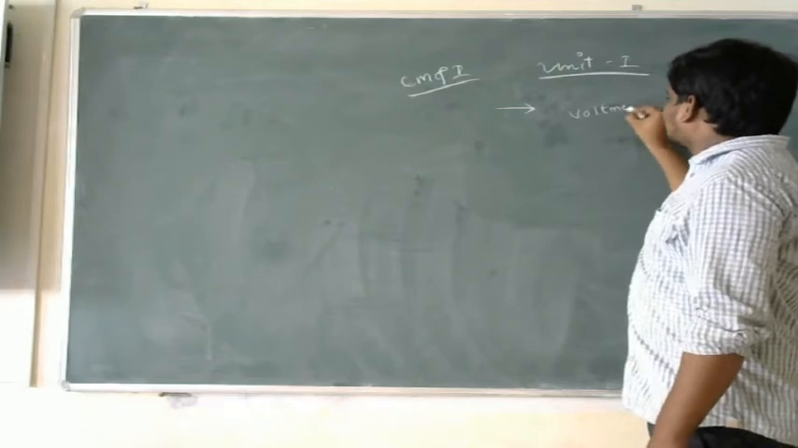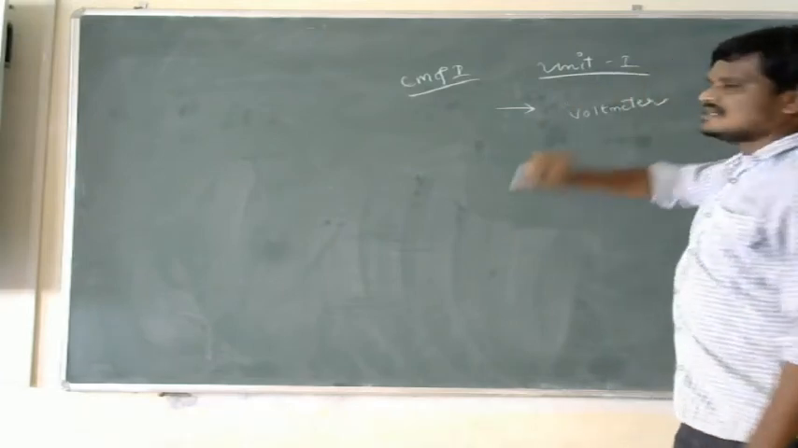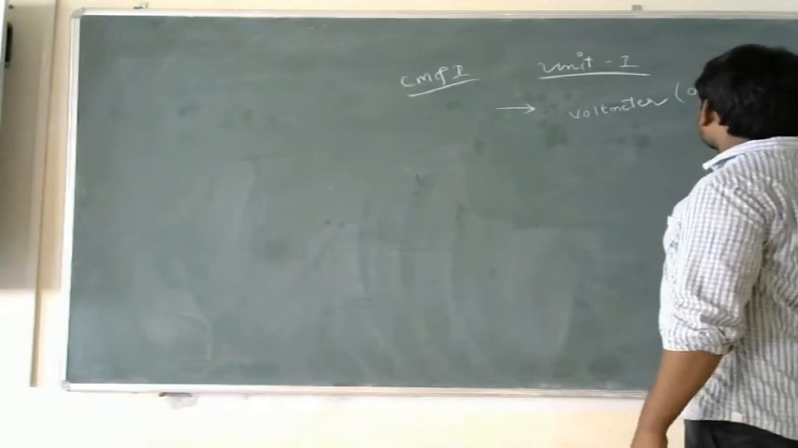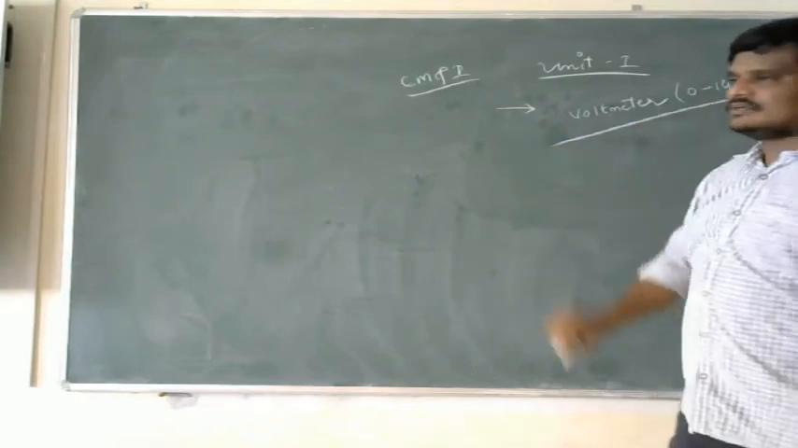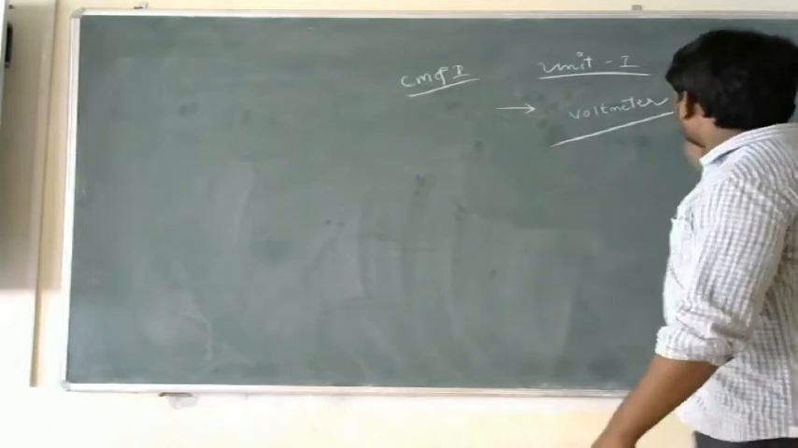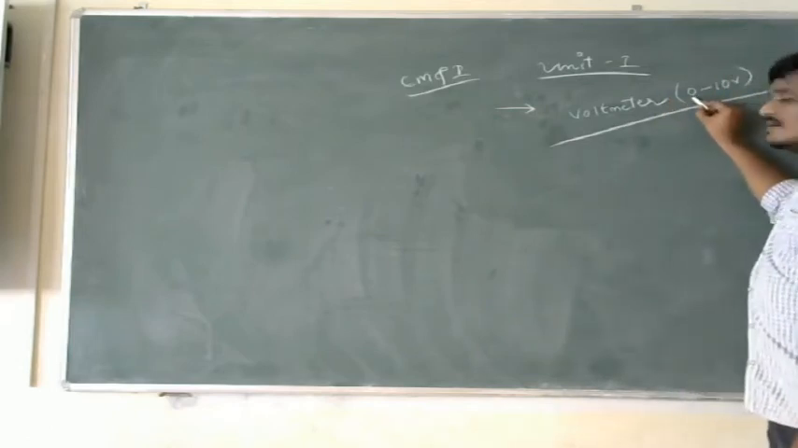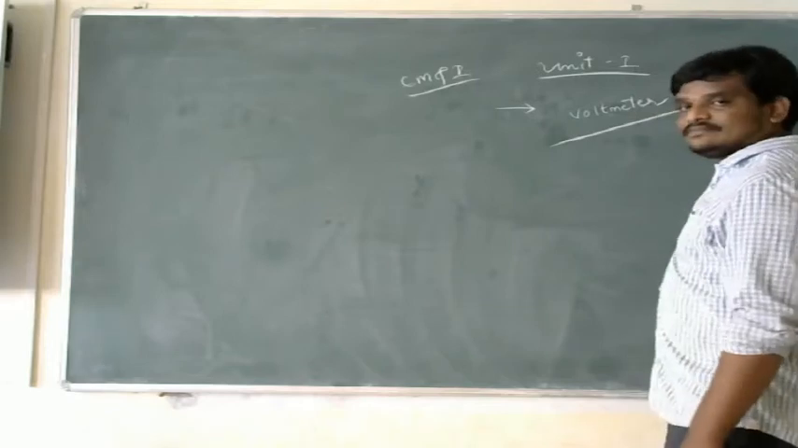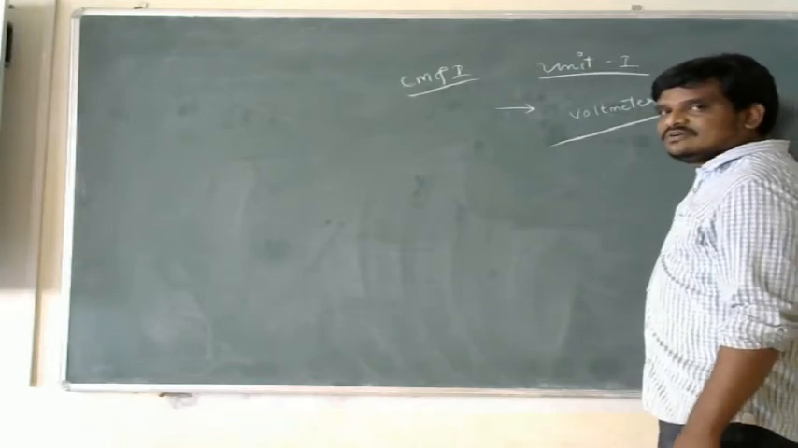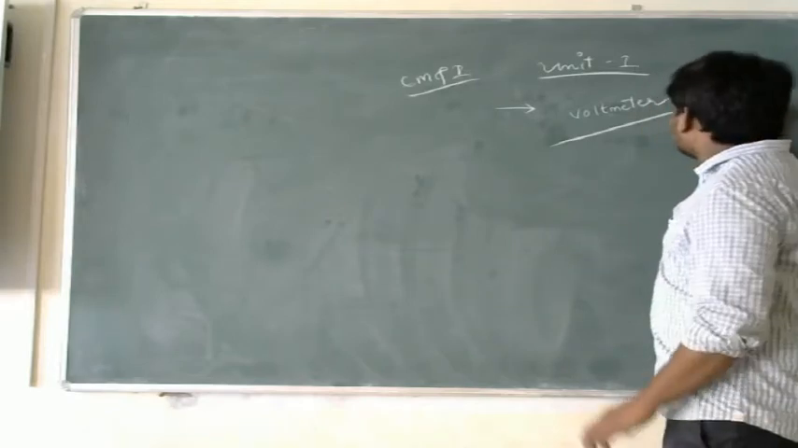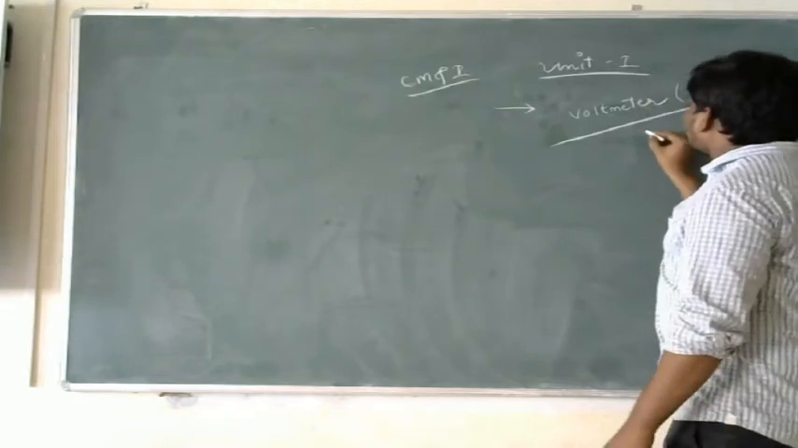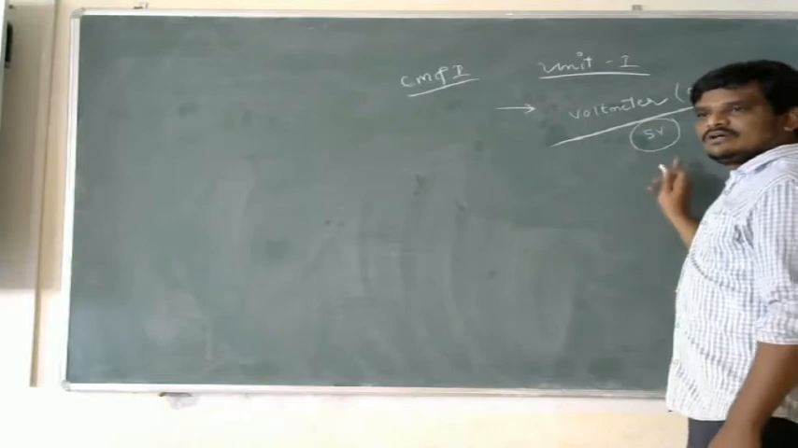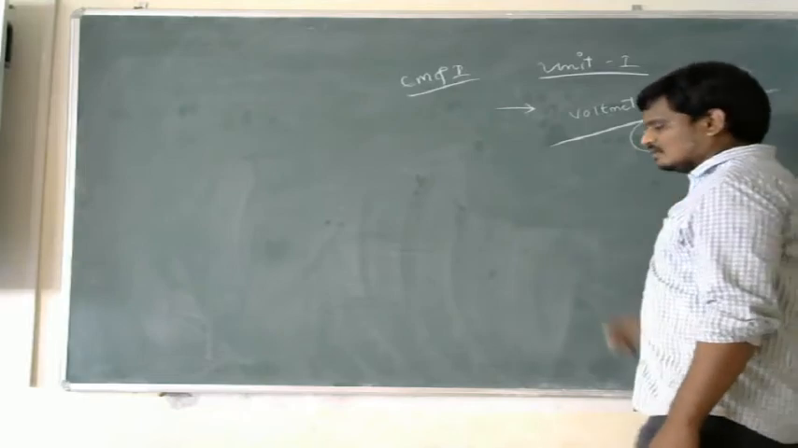Let me say that the range of the voltmeter I am considering is 10 volts, that is a 0 to 10 volts voltmeter, where the minimum value is 0 and the maximum value is 10. By using this voltmeter, I want to measure a voltage of 5 volts.